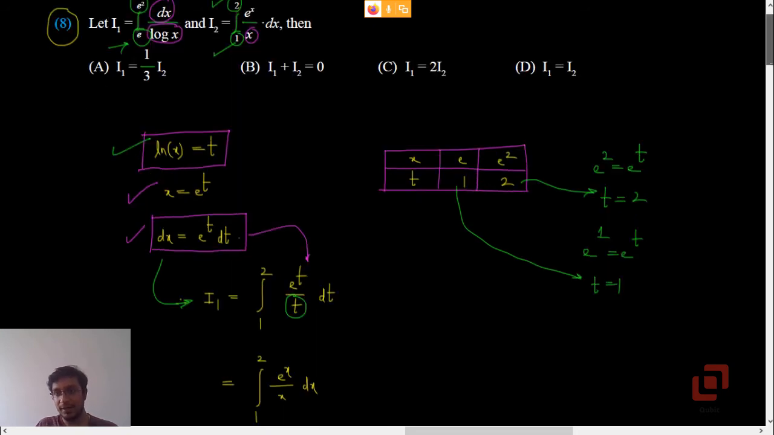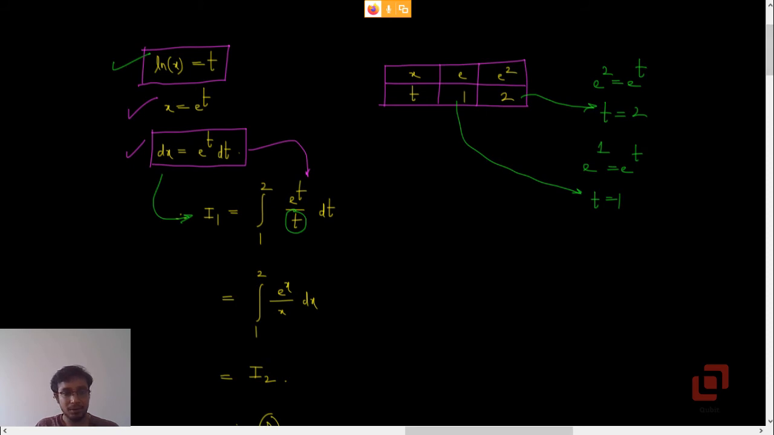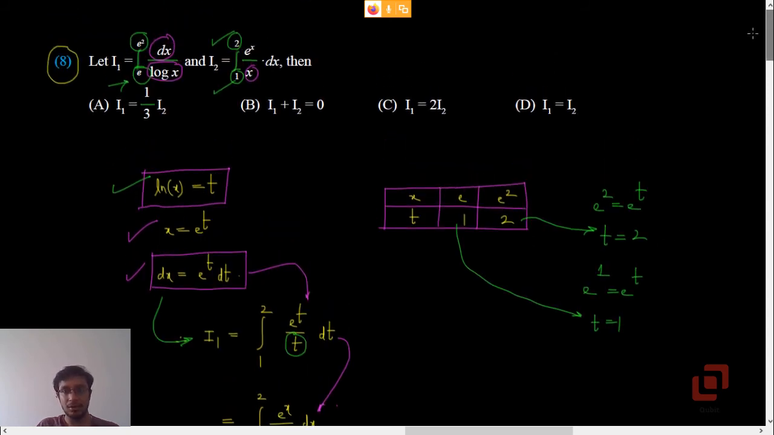So now you observe that the I1, the first integral, is now equal to integral 1 to 2 e to the power t upon t dt. Now we use the property of definite integral, that the variable of integration is a dummy variable. No matter what variable you use, whether you use t, x, y, u, any variable. So I1 is now equal to I2 using the change of variable property. So the option D.